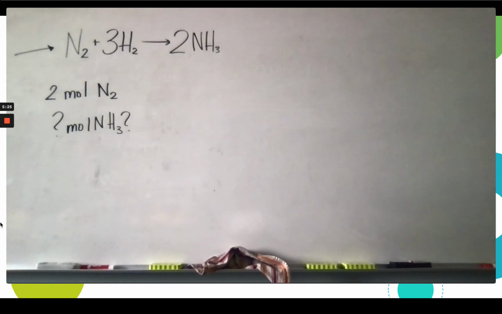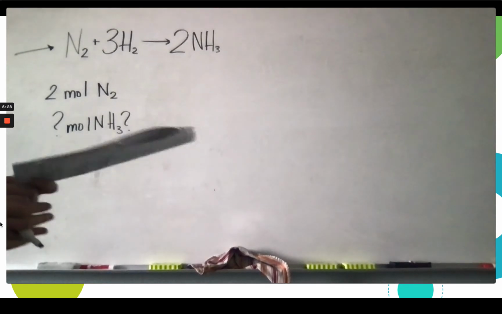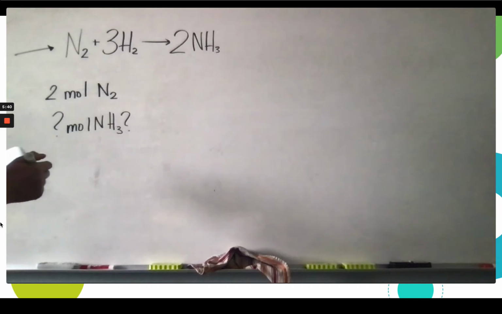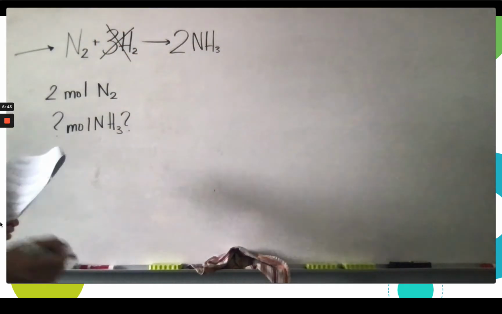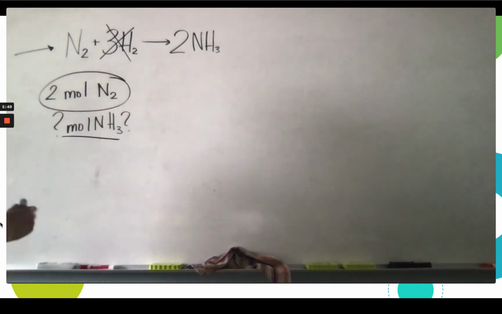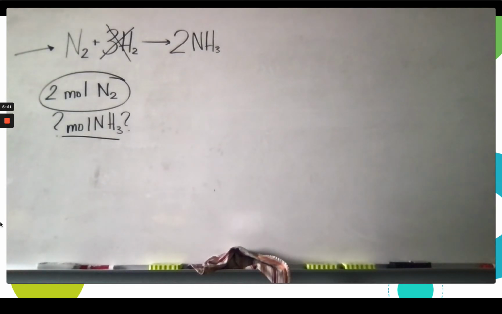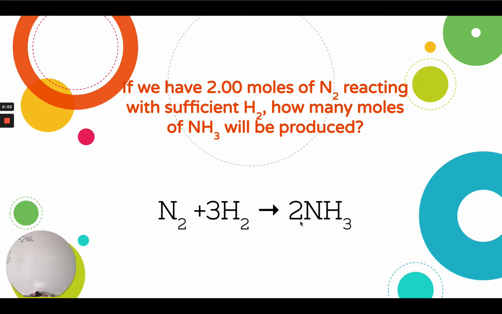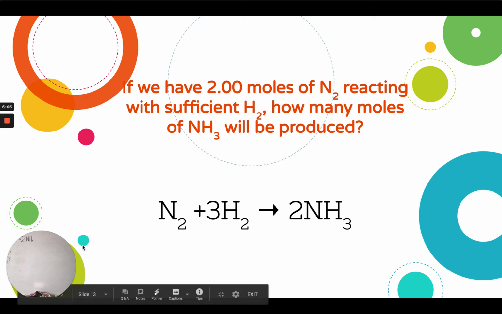Another thing I want to quickly talk about is in the problem it reads, if we have 2 moles of N2 reacting with sufficient H2. What does the word sufficient mean? Sufficient means we have enough, so we can kind of ignore the H2. It doesn't really play a role in this problem. But we're looking for moles of NH3 and we're given 2 moles of N2. So I want you to go ahead and pause the video and try to solve this problem on your own.